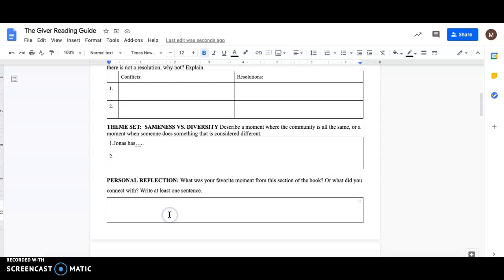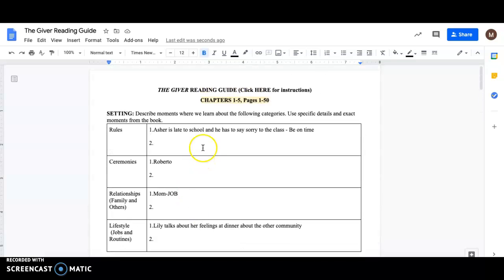And then the last part is just personal reflection. What was your favorite moment from this section of the book, or what did you connect with? Just write at least one sentence, kind of your personal reflection summary to this section. All right, that is how you complete this reading guide. If you have any questions, please let me know. But the biggest tip I can give you is be as specific as you can and make sure you are referencing exact moments from the book.